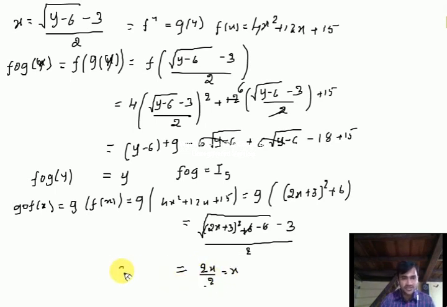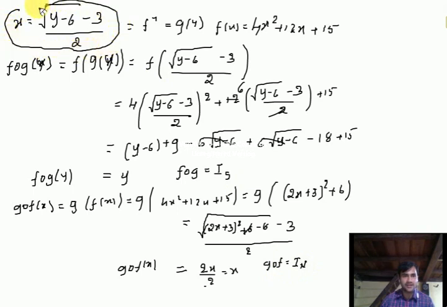Therefore, GOF of x is again an identity function. Therefore, GOF is equal to I_N. This we also need to write because it's a function that starts from N, meaning f starts from N. Therefore, f inverse of y is given by this particular function. So, we shall consider a few more problems.